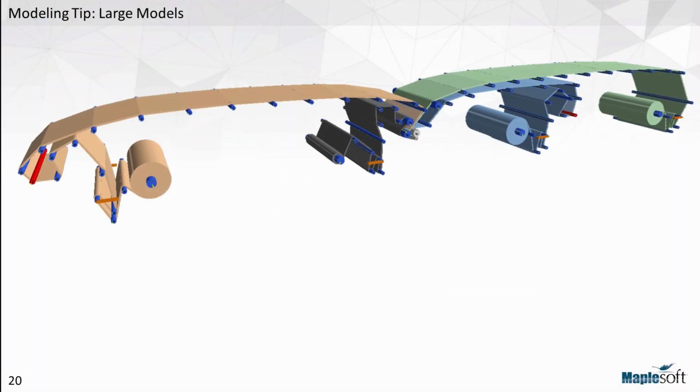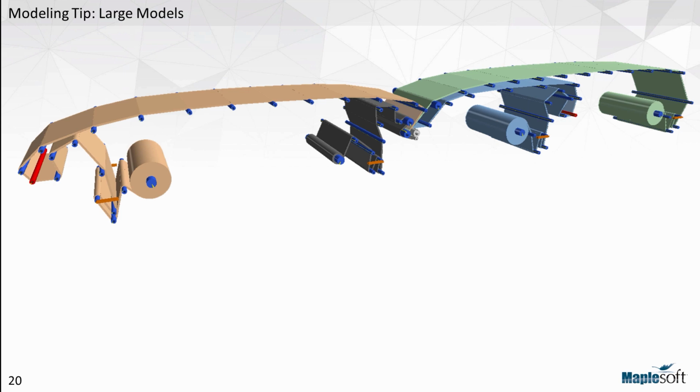So one point regarding large models, one of the other enhancements to the library for 2023.1 is that the formulation has been improved and sped up. So for large models, you see a significant difference between this release and the previous releases, with much faster formulation for large models. Here we have a laminating web line with 60 or 70 rollers.